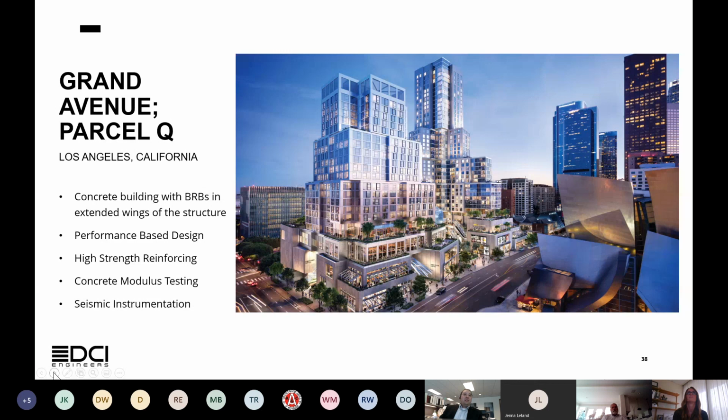We also implemented seismic instrumentation here, which is essentially accelerometers located throughout the height of the building so that when the earthquake does occur, we can get recordings of how those accelerometers throughout the height of the building respond and react to the ground motion. And we can directly compare that to our base estimates on the stiffness and the overall performance of the building.